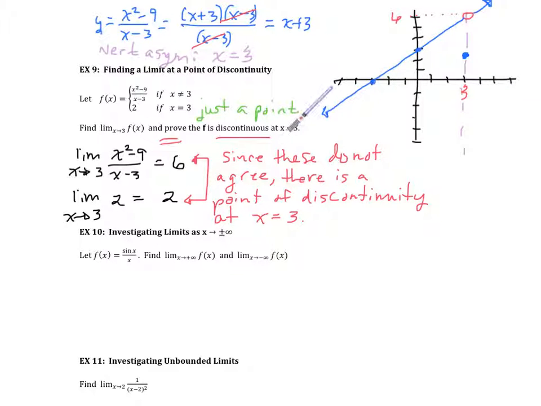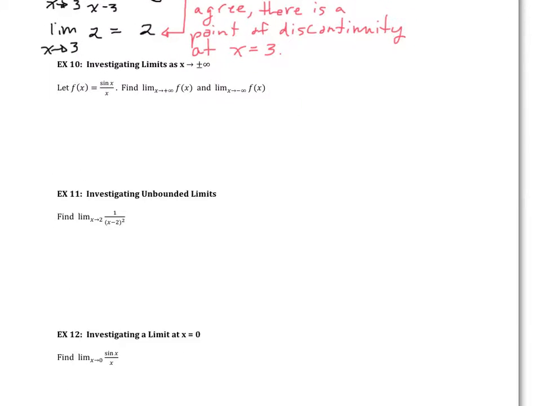Same thing from the right side. No matter what I plug in, as I get closer and closer to 3, that value for y is going to keep climbing and getting higher and higher until it finally approaches a y value of 6. It doesn't matter that this point is here at all. Okay, so then let's go on and look at example 10.